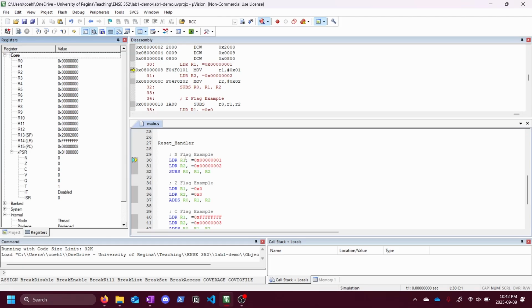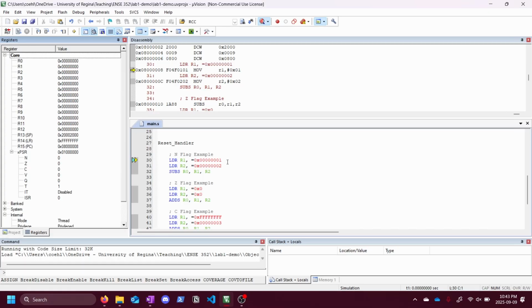What we're going to do is load into R1 a hex 1 and load into R2 a hex 2, and we're going to perform a subtraction operation on that. So we're going to go 1 minus 2. Obviously, intuitively, we know that the answer is going to be -1.